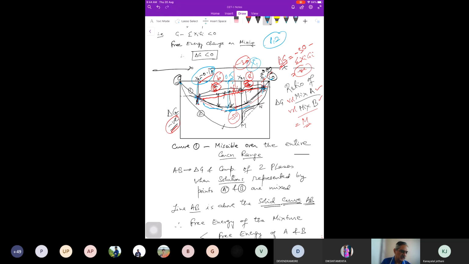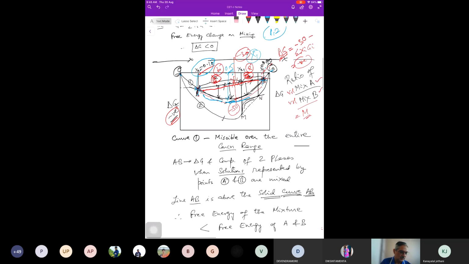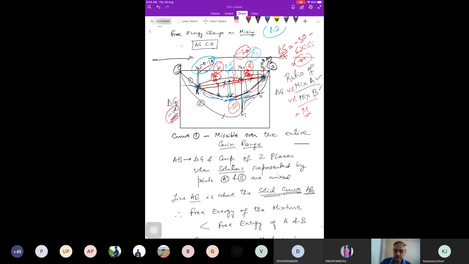And that line AB is always above the curve because this is concave upwards. So this line will stay above, and that is why delta G is always going to be negative for this. Okay? Any questions on this? So this system is stable. It is observed that however much we mix, however we mix, it is always going to be a stable system.